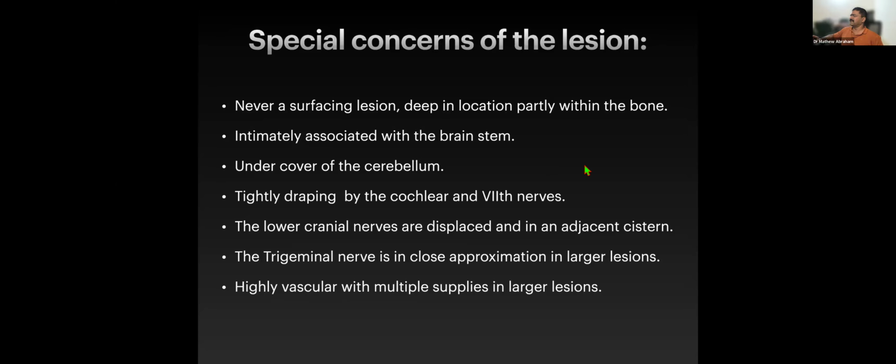It is tightly draped by the cochlear and the seventh nerves. And in the very adjacent cistern, you have perhaps the most important of the cranial nerves, that is the lower cranial nerves. The lower cranial nerves, I will say, preserve life. The trigeminal nerve is in close approximation with larger nerves. It is highly vascular. It has its own blood supply from the IAM, and it's one of the most vascular lesions you can find in the brain.